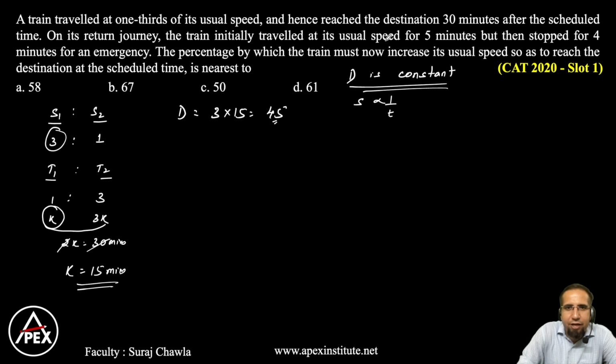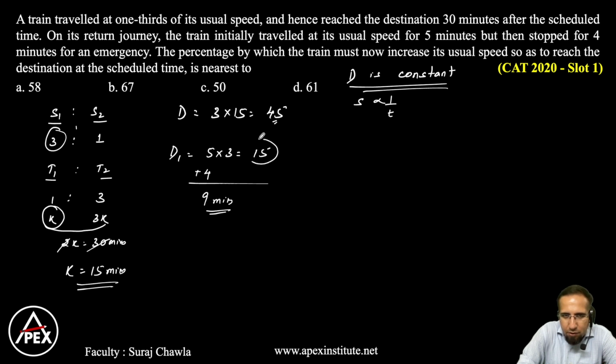The train initially traveled at its usual speed for 5 minutes. Usual speed is 3 parts. So, the train traveled D1 is equal to 5 into 3, that is 15. And then stopped for 4 minutes. That means again it stopped for 4 minutes. So, total time has taken has been 9 minutes. And total distance covered is 15.